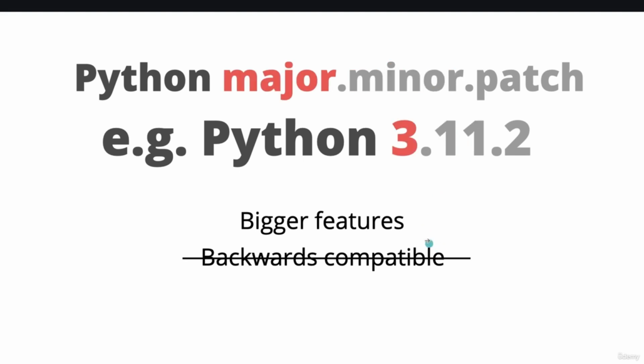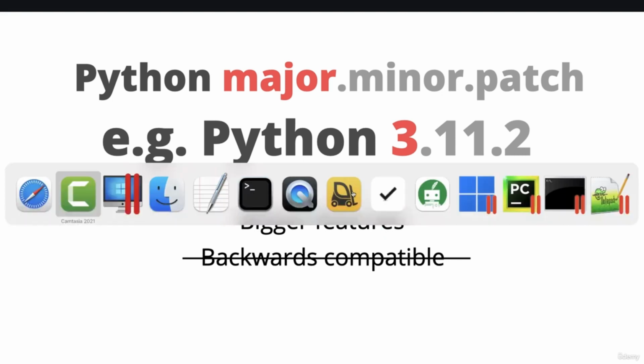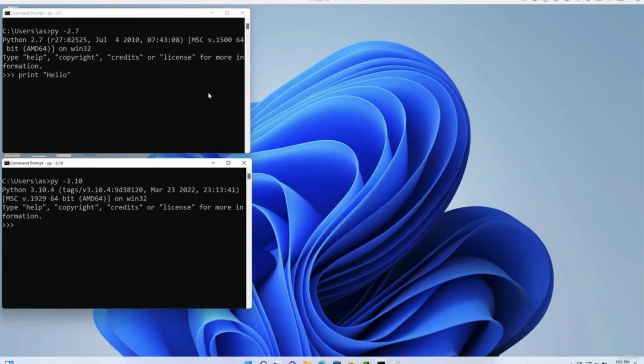Now, when we have a major release, for example, when we go from Python 2 to Python 3, there are many big features that were released and the code is not backwards compatible. Now, what does backwards compatible mean? This is what I'll explain right now. So let's look at an example for that.